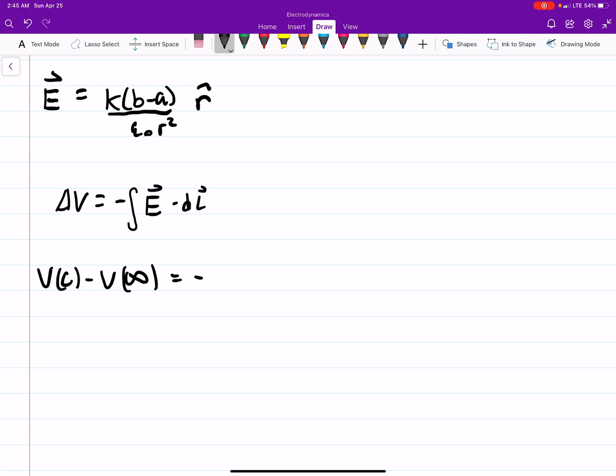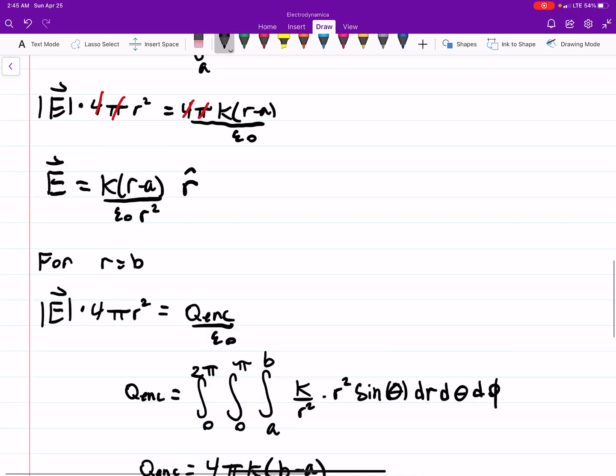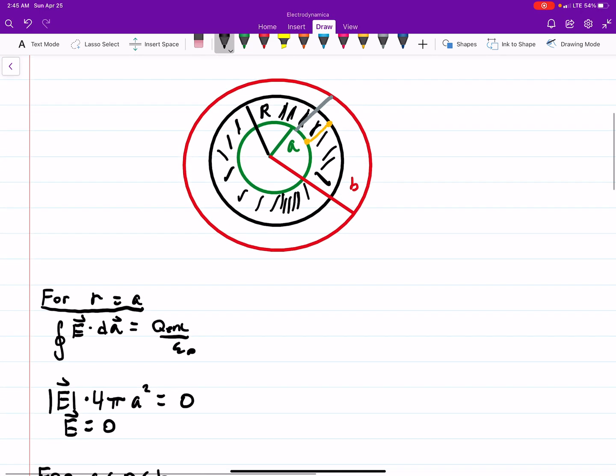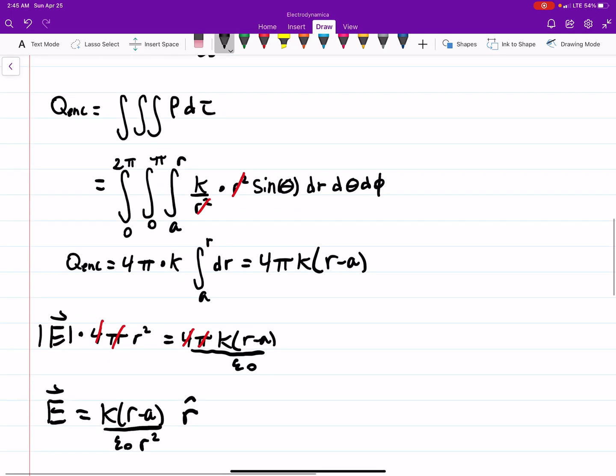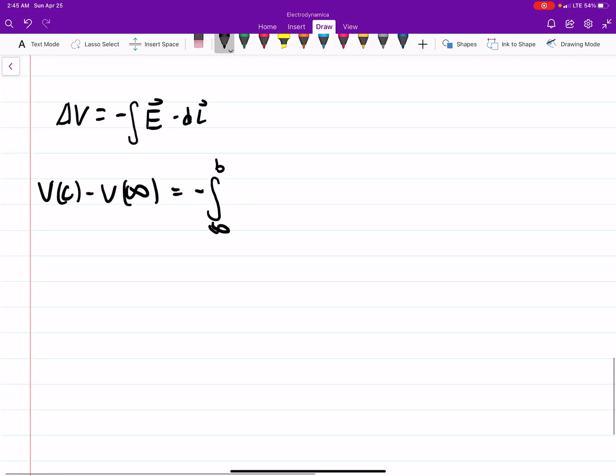So if we do that, we'll do the negative integral from infinity to B, which is the outside part. So we're basically going in, you could think of it. So we go infinity to B, and then we can go to R, we can go to A, we can go to the center. You get the idea. That's basically the route we're going here. So we go from infinity to B.